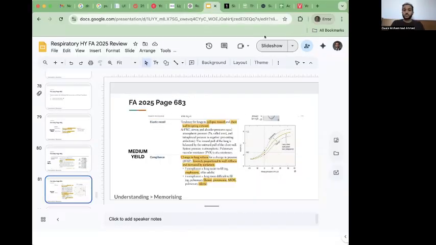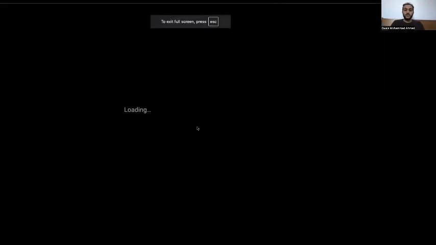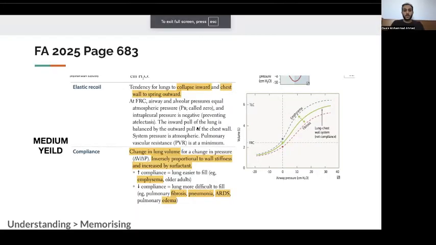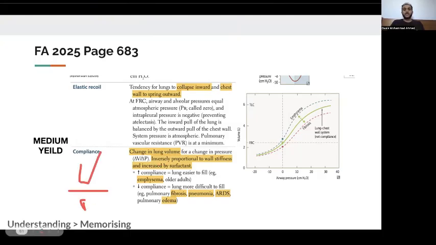Okay. So now coming back over here, we have change in volume for change in pressure, so volume over pressure is inversely proportional to wall stiffness and increased by surfactant. We have increased compliance, so lungs are easier to fill. For example, emphysema and older adults. Emphysema, as we know, comes from a lot of smoking, or it can be alpha-1 antitrypsin deficiency, where we're getting destruction of the lung parenchyma. So it means less fibrosis, less elasticity, so your lungs are going to expand. And older adults, same thing.